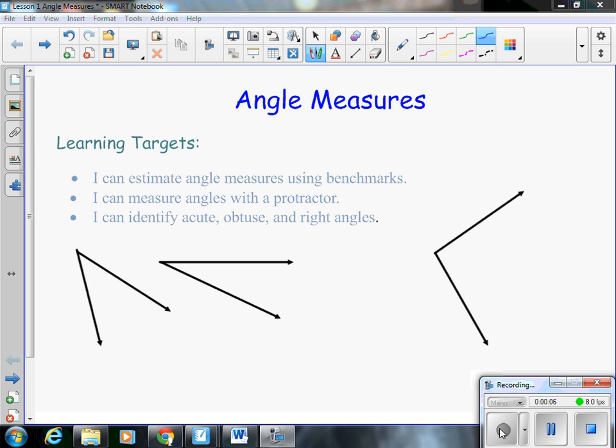Our learning targets for today's lesson are: I can estimate angle measures using benchmarks. I can measure angles with a protractor. And lastly, I can identify acute, obtuse, and right angles. Here are some examples below of some different size angles.